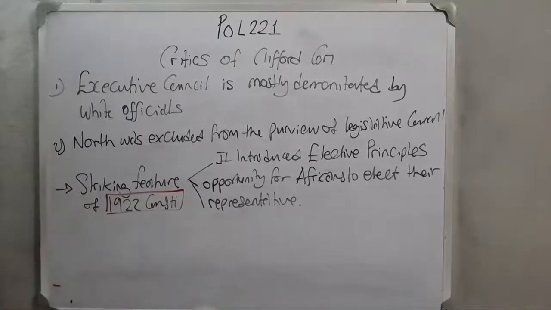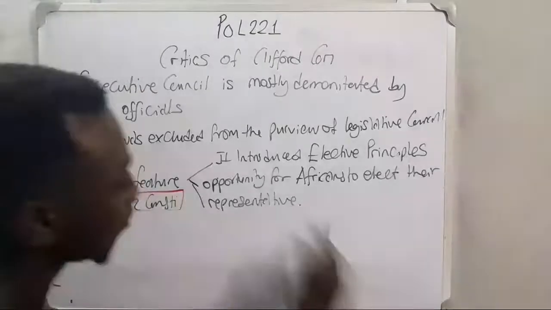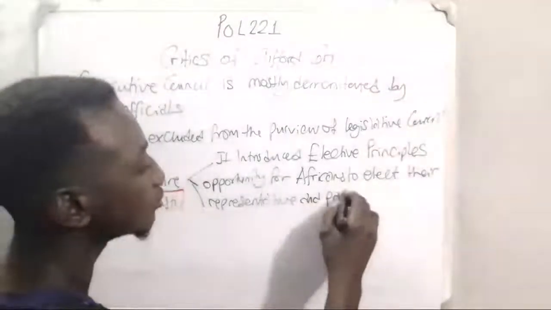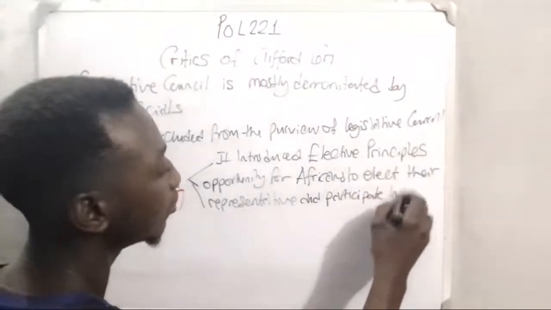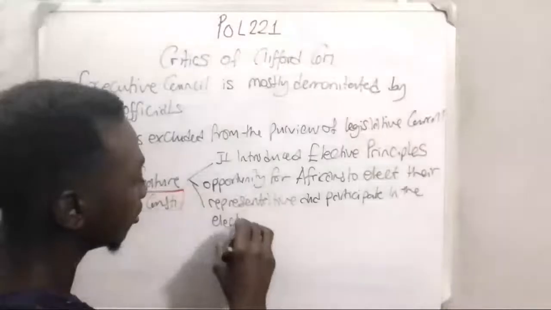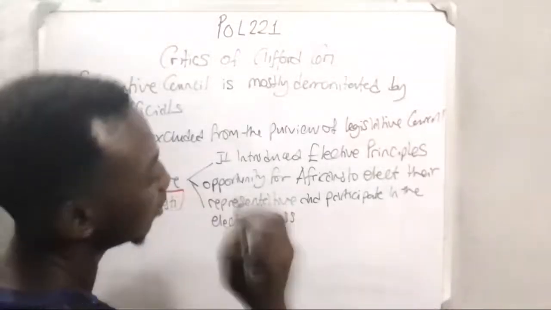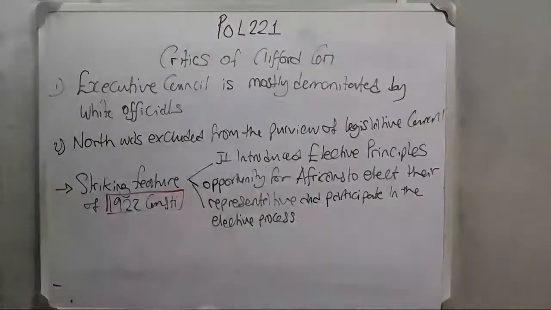The 1922 Constitution. So the striking feature is that it introduced the elective principle, giving Africans the opportunity to elect their representative and participate in the legislative process. Okay, now let's take more points.